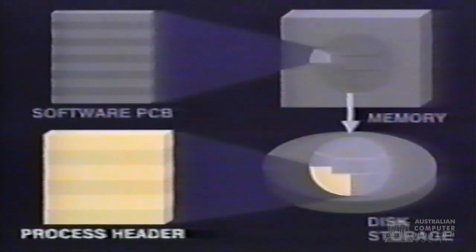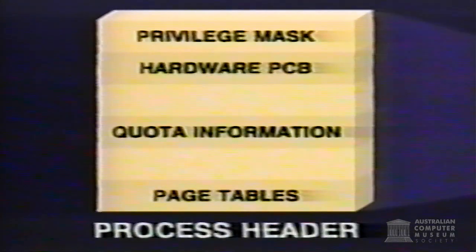The remaining software context is contained in the process header. This data structure holds all of the software context which is not essential to whether or not a process should be swapped into memory. Some of the major components of the process header include the privilege mask, the hardware PCB, quota information, and certain page tables.